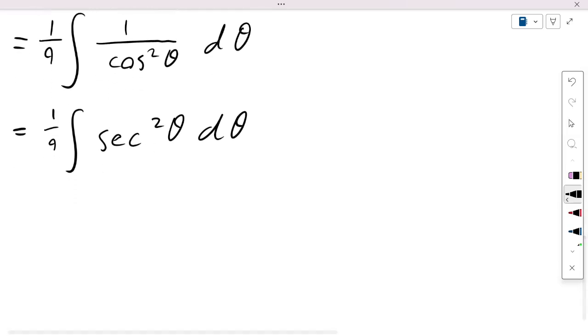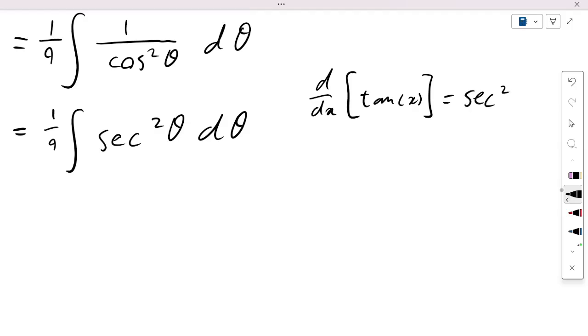Now we can integrate, right? The reason we can integrate when we have this square over here is because this is actually the antiderivative of something specific. What we remember is that the derivative of tan of x is equal to secant squared of x. And if you take the antiderivative of secant squared x, that is just equal to tan of x, which is exactly what's going on here. So the integral of secant squared x is tan of x.